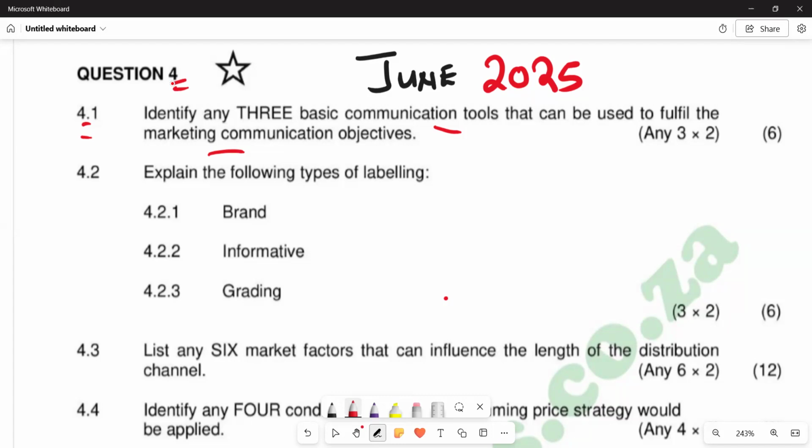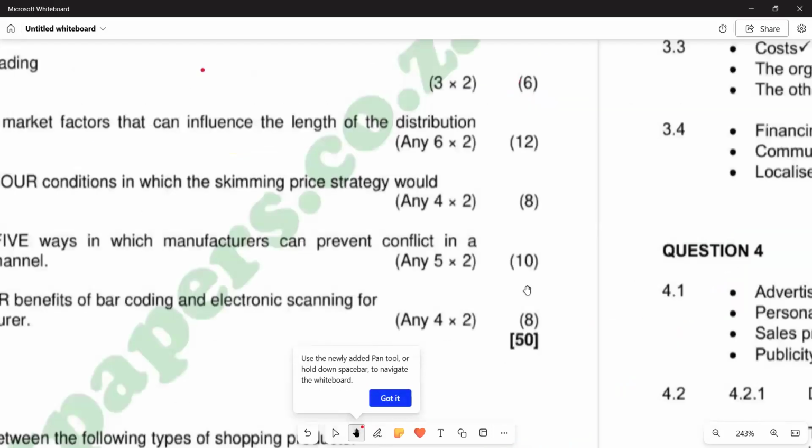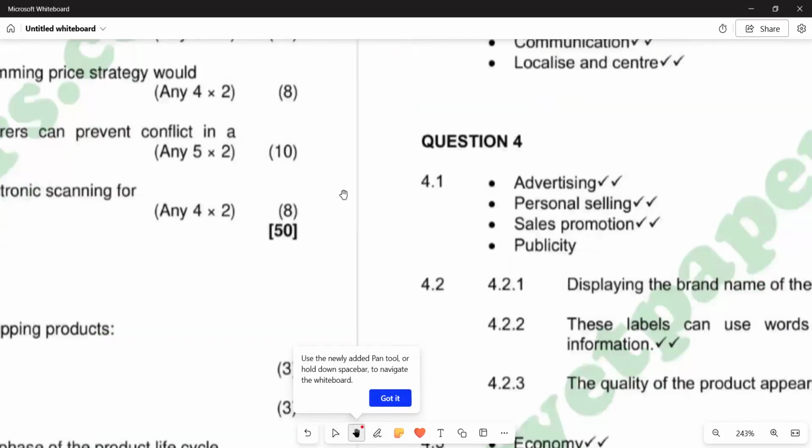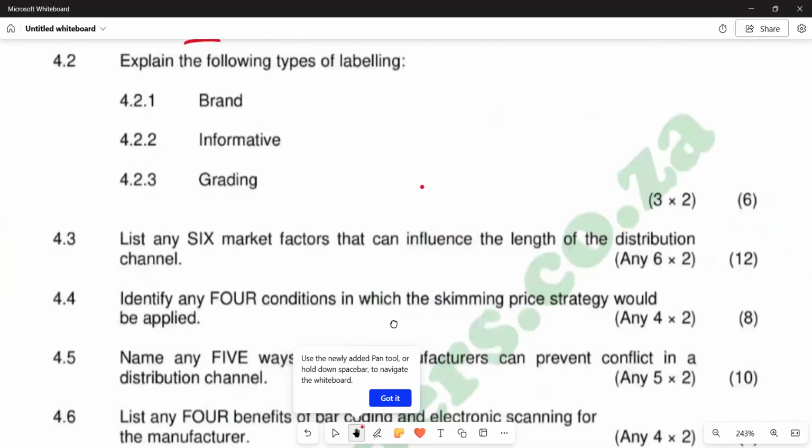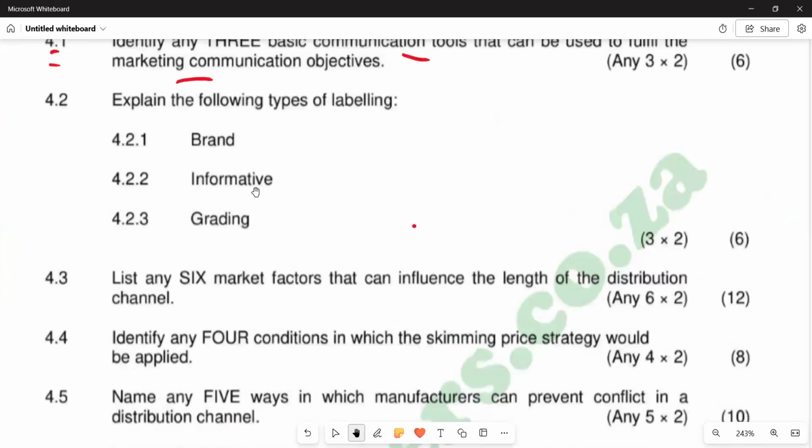So in terms of the three basic communication tools, we have advertising, personal selling, sales promotion, publicity. That is what we have in terms of that. Then moving on to the next question, which is going to be our question 4.2.